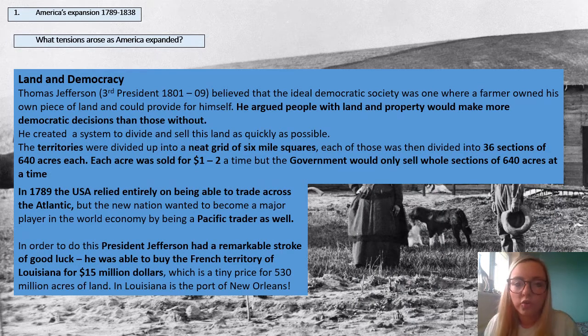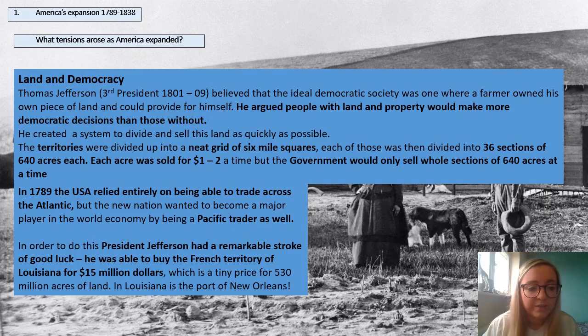So land also related to power and democracy. Owning your own land, as I said previously, meant that you could vote. And that was the idea of Thomas Jefferson. So he created a system to divide and sell land really, really quickly, dividing land up into neat 6 mile square grids, and then selling these for $1 to $2 at a time. But once again, this meant that the land speculators could profit quite substantially.